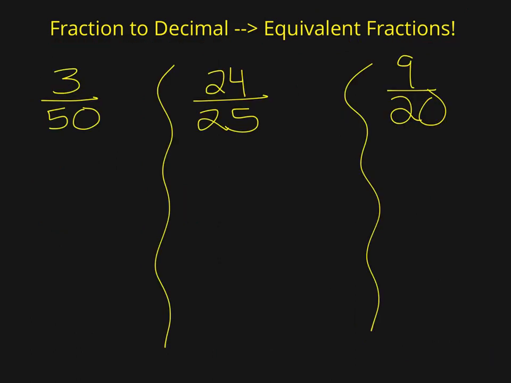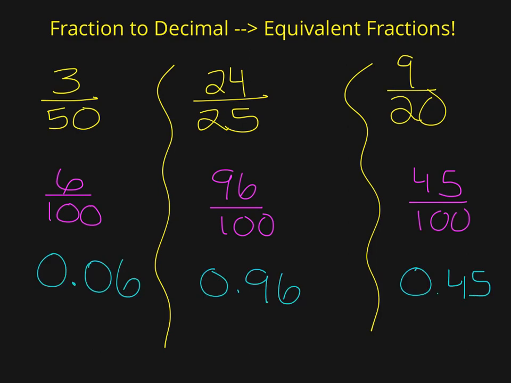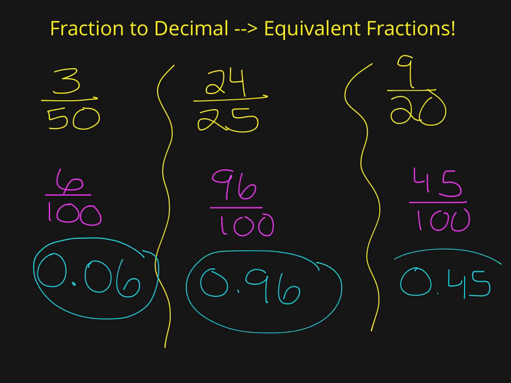All right, for these next 3 examples, I want you to pause the video, write them down, try them on your own, come back to the video, and check your answer. All right, you should have gotten 6 hundredths, 96 hundredths, and 45 hundredths.